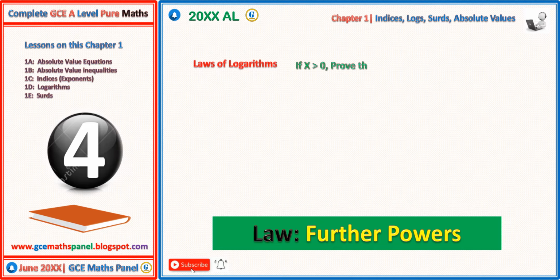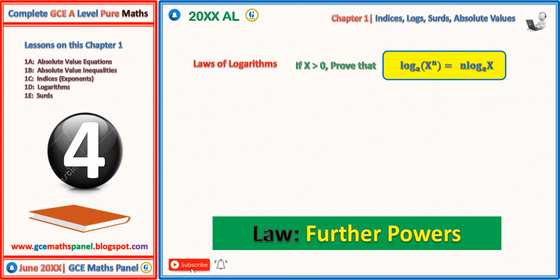Now let's look at this law. If x is greater than 0, prove that log x to the power n base a is equal to n log a x. This one has some tricks in it, so you have to focus. You start by saying let x to the power n base a be equal to, what I'll do here is I will replace this x by a constant raised to a certain power.